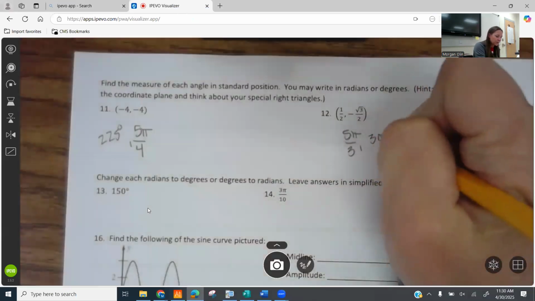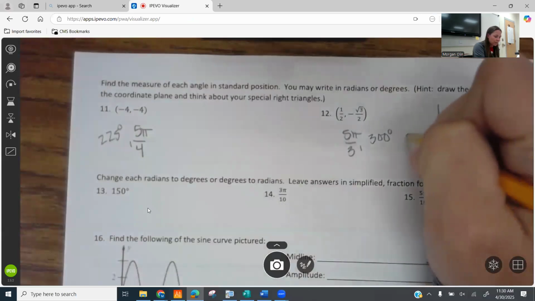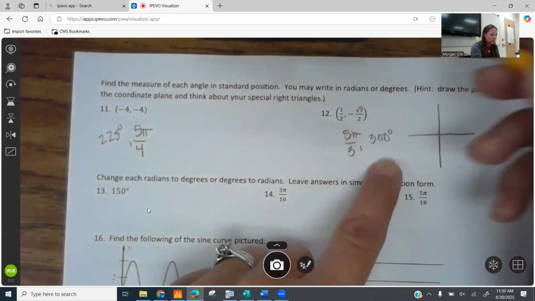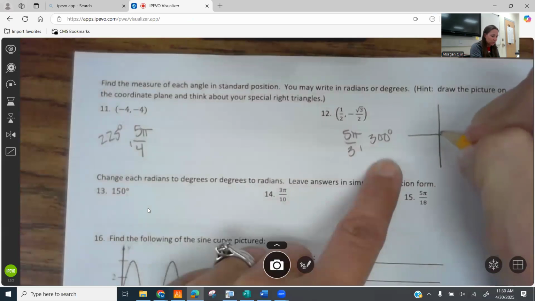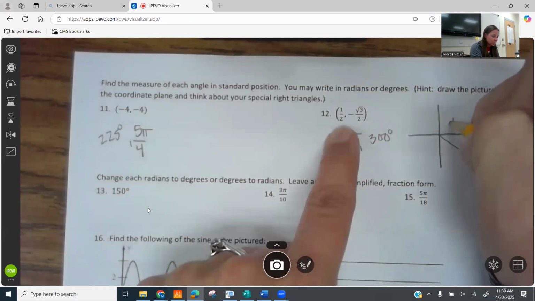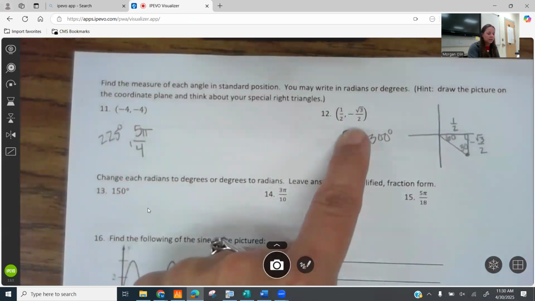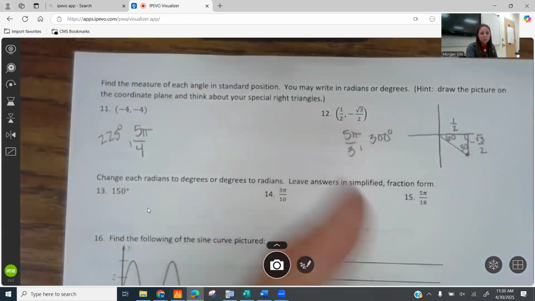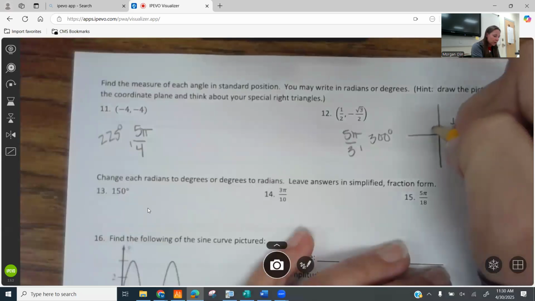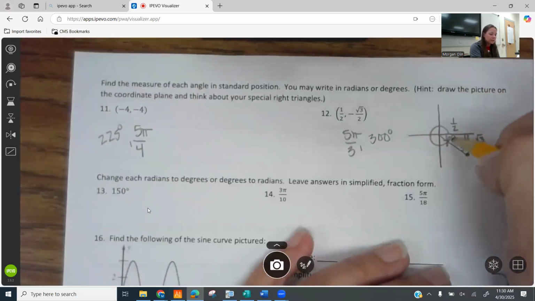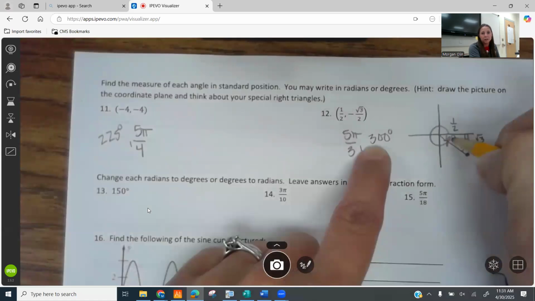Now, if I'm doing this without a calculator, think about where 1/2 and -square root of 3 over 2 is, and it's over here somewhere. We can create the triangle. So the x value is 1/2, and this is -square root of 3 over 2. That's where the point is. Across from 1/2 is the angle that's 30 degrees. Here is the angle that's 60 degrees. So when I go from here to here, basically 360 minus 60 is 300 degrees.